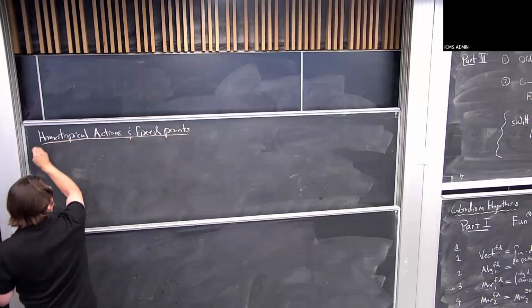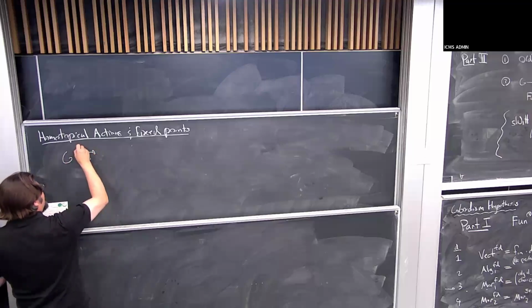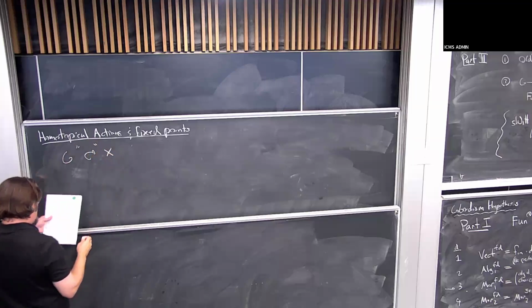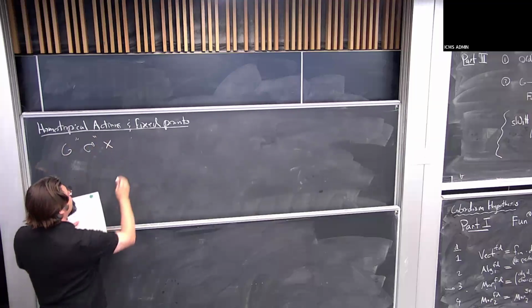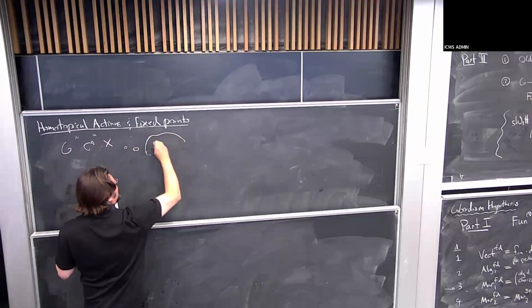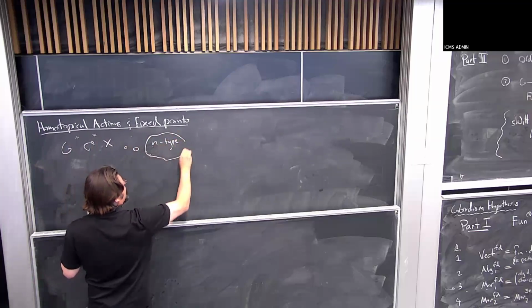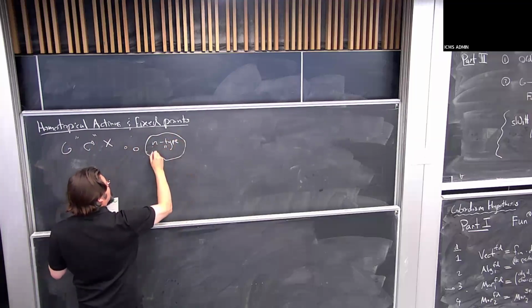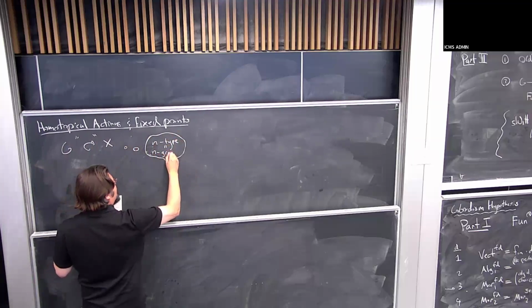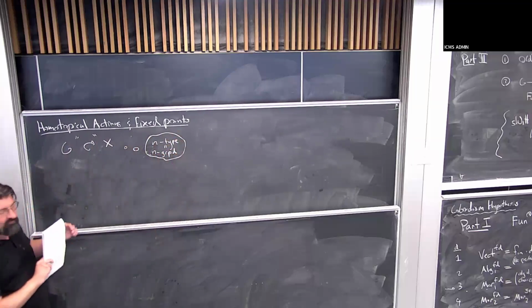Homotopy actions and fixed points. So we have a group G acting on some space X. And here we're thinking of this as an n-type, for some finite n. It's sort of a groupoid, some kind of groupoid of tensor categories, is what we should think of.